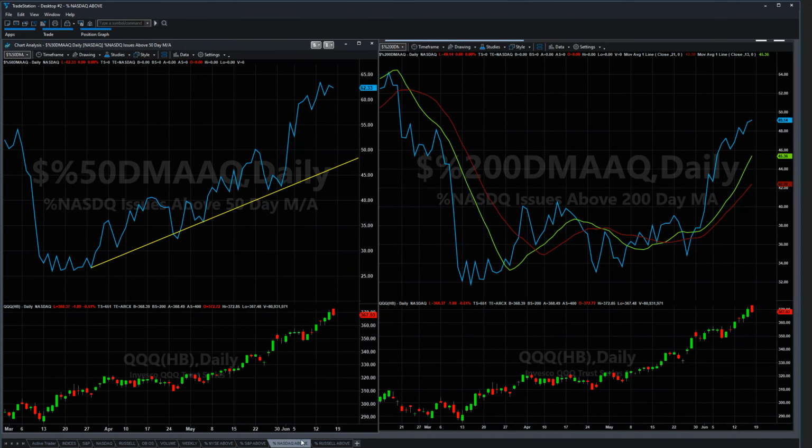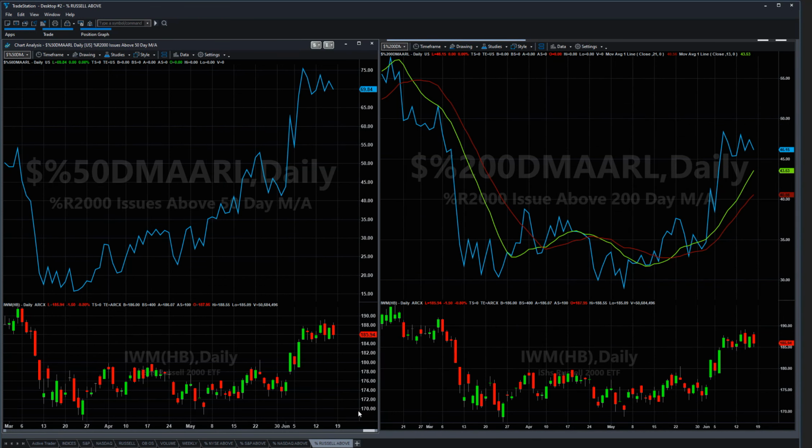Now, looking at the NASDAQ 50-day and 200-day moving averages, you can see that it's pretty good here as well. The percentage of these stocks trading above their 50 and 200-day moving averages is certainly positive, and the same thing with the Russell. You can see the pause even through here, pause in terms of price development, pause in terms of price development.